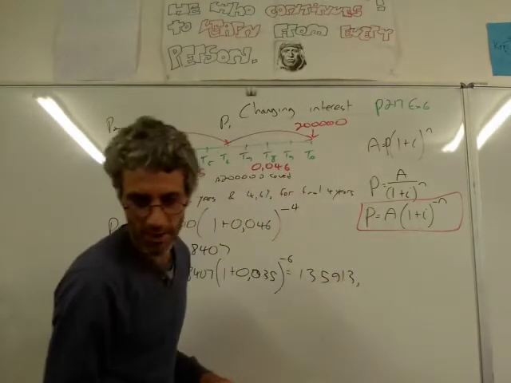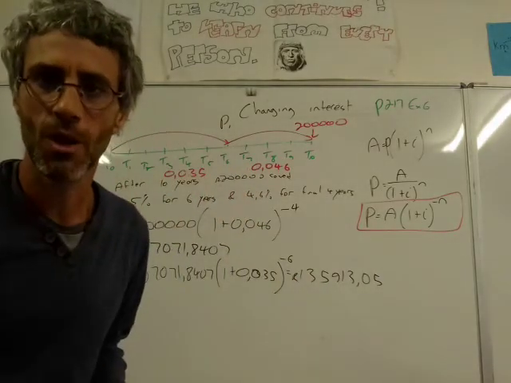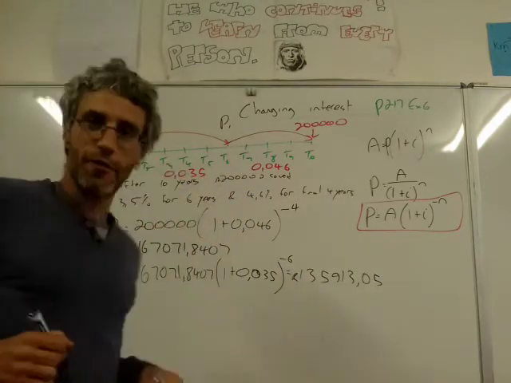And how much are we getting there? 135,913. And now I'm just giving 2 decimal places. I don't need more. So that's the answer. That's the first way.